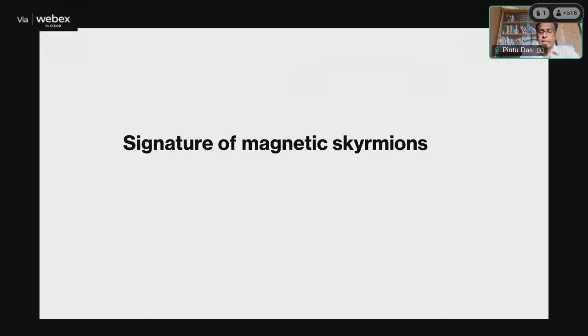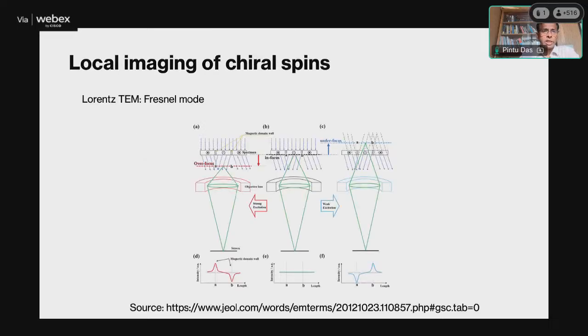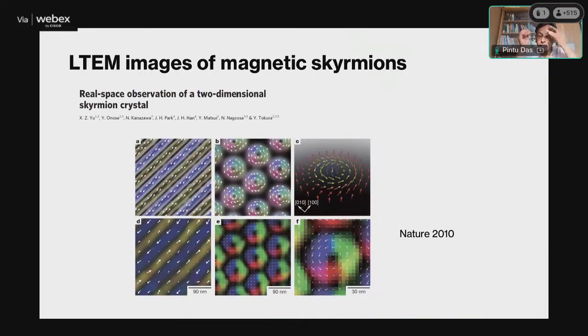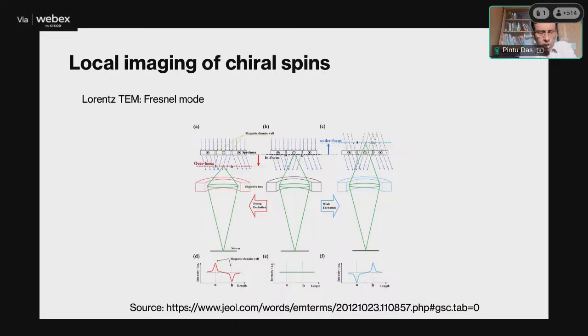So let me start with magnetic skyrmions. One thing that I showed you last time, while discussing quantum materials, is an image of those colored vortex-like features, which I said are magnetic skyrmions. I have not mentioned what this measurement is. This is called Lorentz transmission electron microscopy, Lorentz TEM. Most of you would know, I believe, how transmission electron microscopy works.